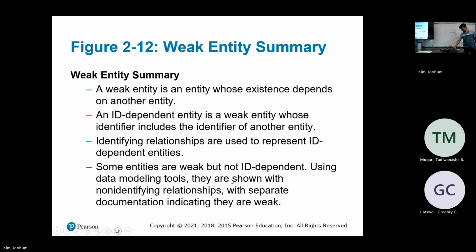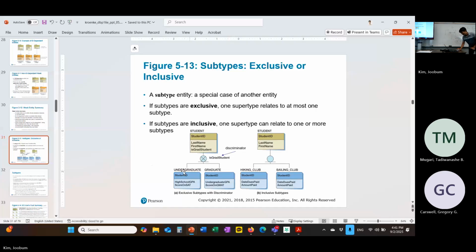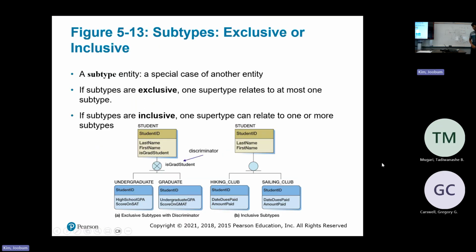Now let's look at the subtype. Another kind of entity is a subtype. There are two different kinds of subtypes, exclusive or inclusive. A subtype entity is a special case of another entity.